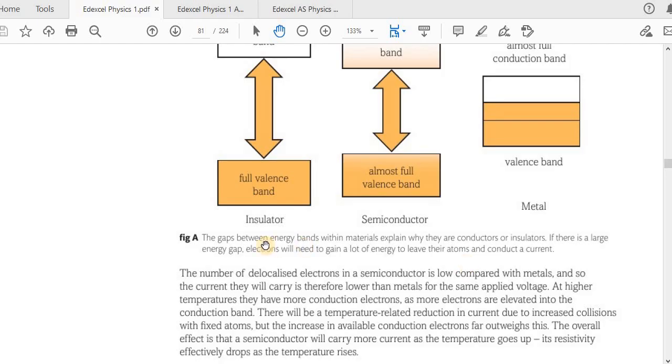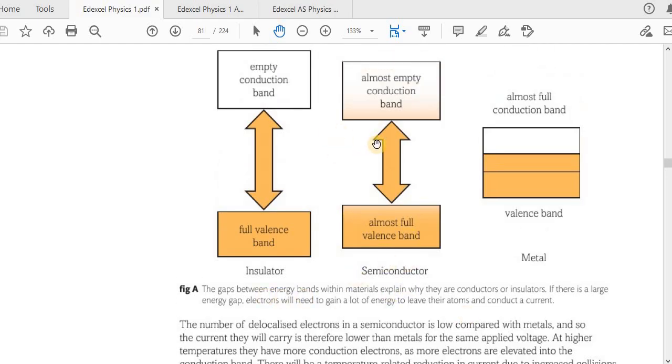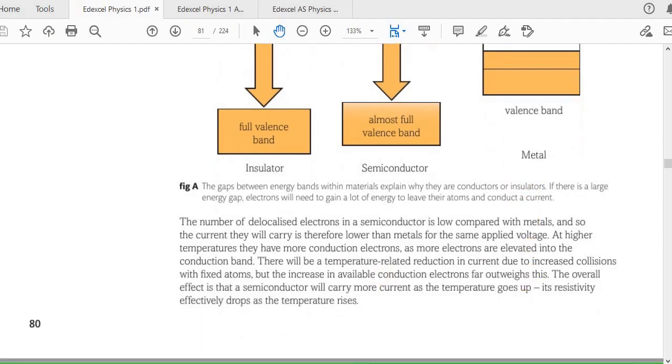So you can see that over here, look at the gap here, from here to here. Here you can see it's very close, but here the gap is very large. So if there is a large energy gap, electrons will need to gain a lot of energy to leave their atoms and conduct a current. The gaps between energy bands within materials explain why they are conductors or insulators.